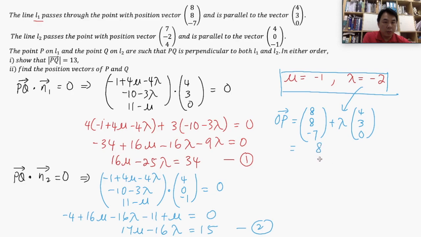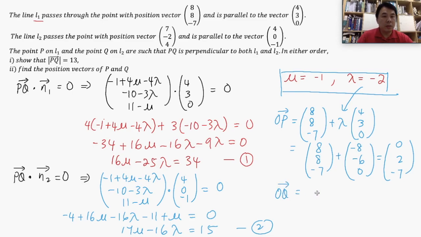That would actually yield (8, 8, -7) plus (-8, -6, 0), and then eventually I have (0, 2, -7). Now I'm going to do the same for Q also.